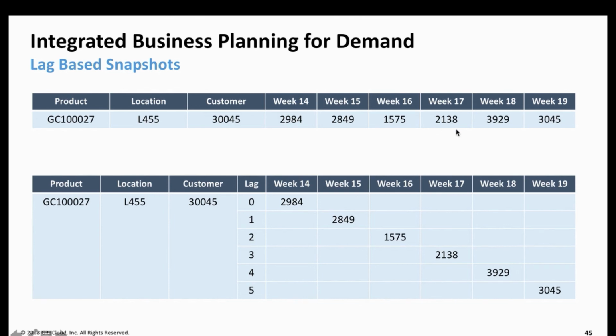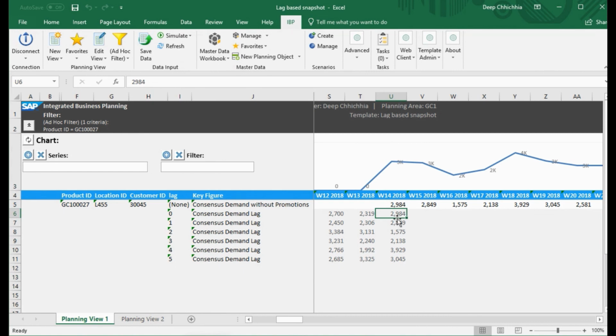Similarly, as we move on to lag 5, we say what was my consensus demand in week 14 for week 19, which is 3045. Let's have a look at this in the system. I can see that for week 14, my consensus demand is 2984, week 15, it's 2849. So my lag 1 snapshot for week 14 shows my consensus demand lag as 2849. Similarly, lag 2 shows as 1575, which is my consensus demand in week 16. So this gives me an idea what was my prediction of consensus demand for week 16 in week 14.